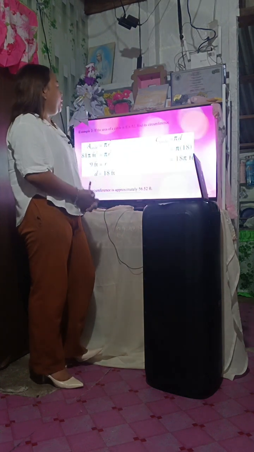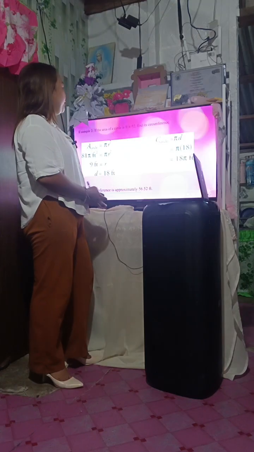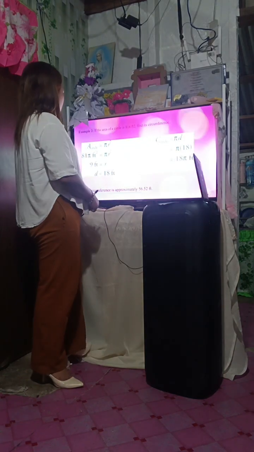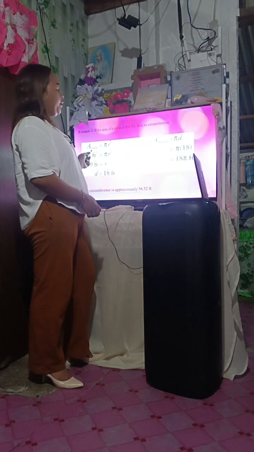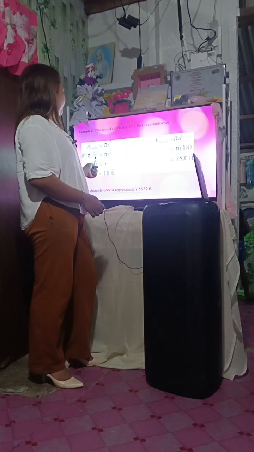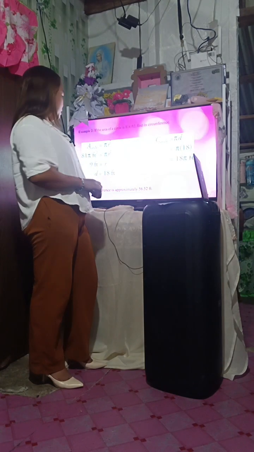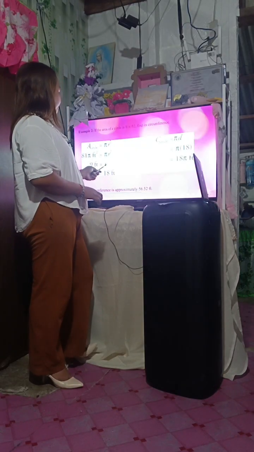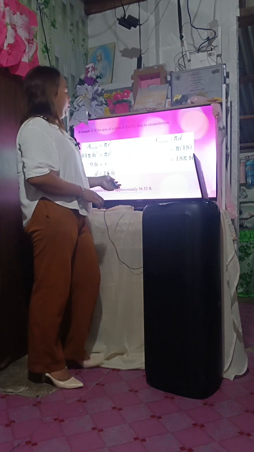So next, number 2. Find the circumference of a circle if the area of the circle is 81 pi feet squared. So to find the circumference, we will first find the radius from the area. So area of a circle is equal to pi r squared. So 81 pi feet squared is equal to pi r squared. So the square root of 81 is equal to 9. 9 feet is equal to r. So we will multiply it by 2. So our diameter here will become 18 feet.